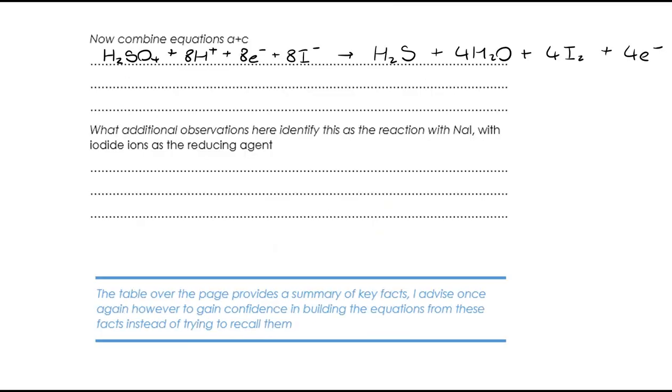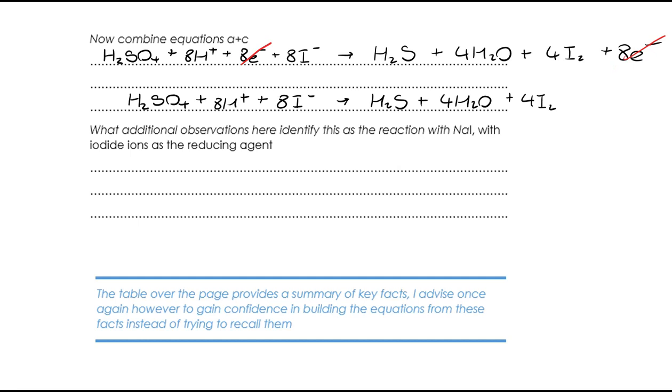Because now we need to move on again, and we're combining equations A and C. Now you can go back on the video, or you can look back at your notes in the booklet, but this time we needed to multiply the I minus half equation by 4 to get to 8 electrons. Because we've got the same amount of electrons on each side, which is really what we're aiming for, we can get rid of those as spectators. So that allows us to write the full equation as we have here.